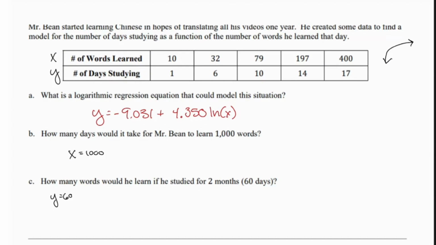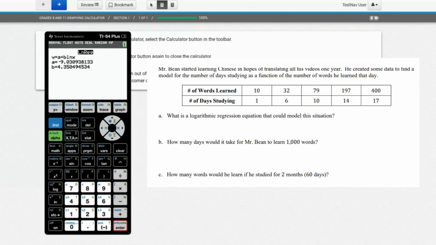So let's do it. All right, so now that that's taken care of, we need to find out how many days it would take for Mr. Bean to learn 1,000 words. So our x has to be 1,000. Be very careful. If you were to try to do the calc value thing and do 1,000 now, it's not going to work because our graph only goes out to 10. So I can't plug in 1,000. So why don't I go to my window and let's make our x max, I don't know, 5,000. Okay, hit graph.